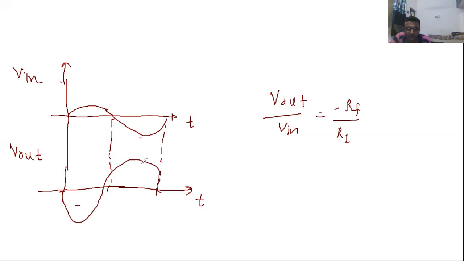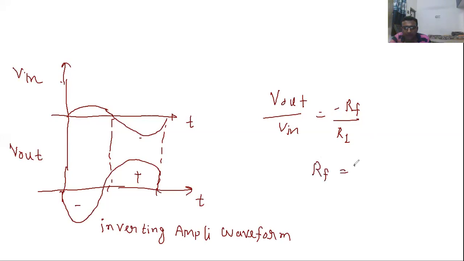Here negative voltage, here positive voltage. So it is the diagram of which amplifier? Inverting amplifier. This is the inverting amplifier waveform. And now see this, if Rf equal to R1, then AV equal to minus 1.